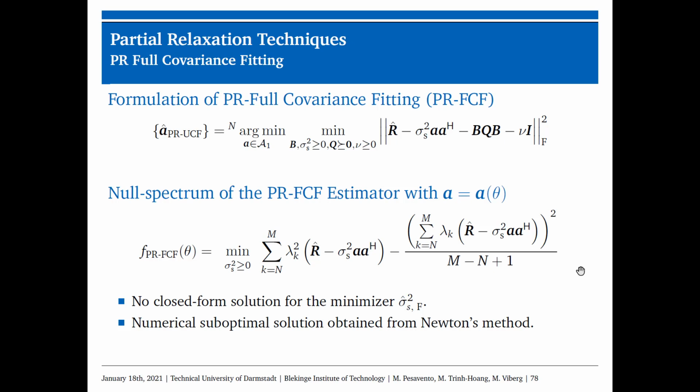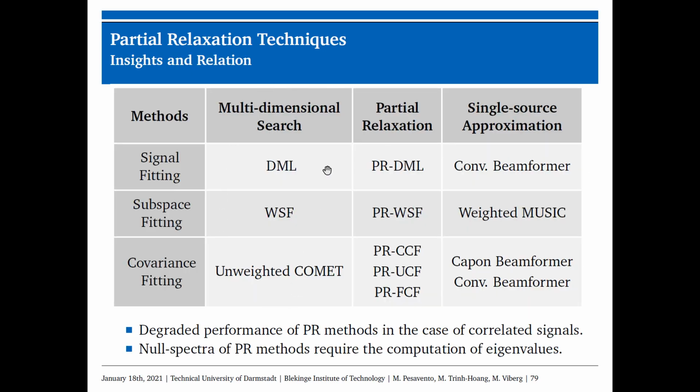Up to now, we have presented a class of novel DOA estimators, the partial relaxation framework. In order to gain more insight into this novel class of DOA estimators, in the following slides we will present a quick overview of the DOA estimators that we have already mentioned in this tutorial and the relationships between them. So, in the first column, we have the optimal parametric methods that have been presented in the first part of this tutorial. Using different matching criteria, the deterministic maximum likelihood, weighted subspace fitting, and covariance matching estimators are derived.